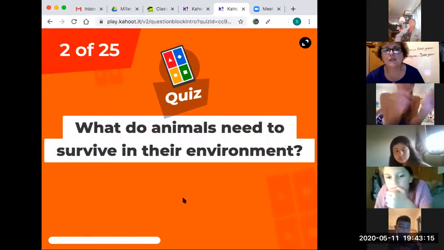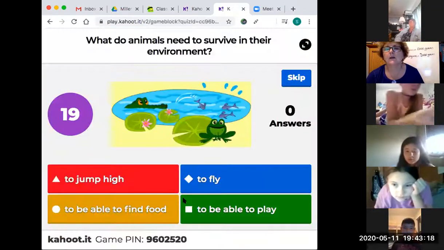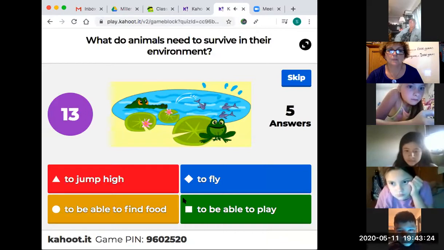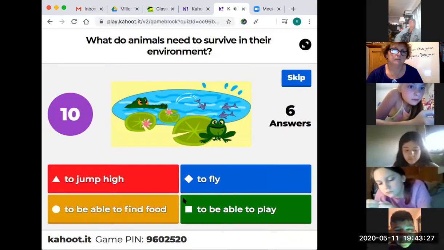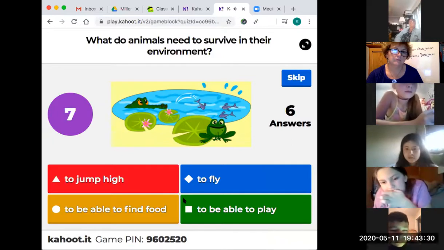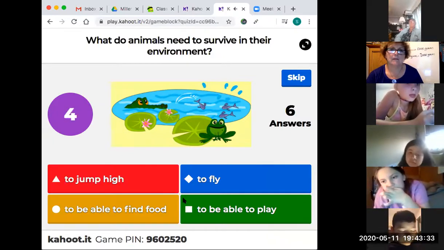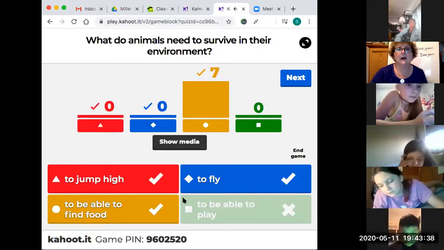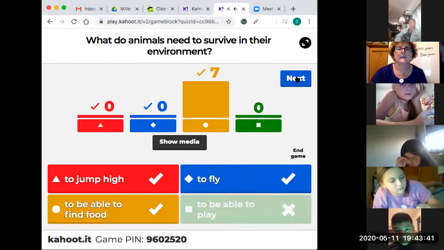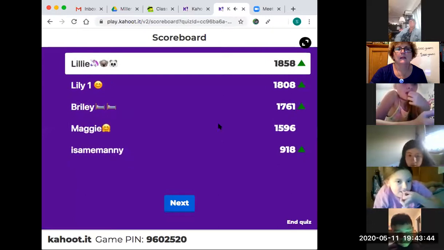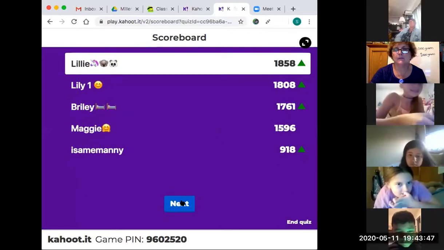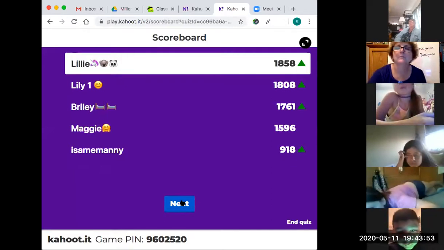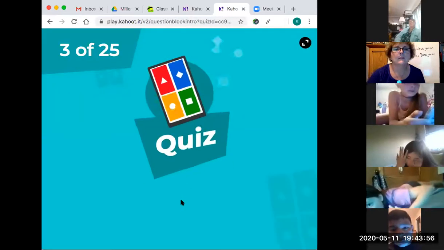All right. Question 2. What do animals need to survive in their environment? All right, good job. Everybody got those correct. And Lily 2 takes the lead. Only pick one, Miss Miller. Well, you only had to pick one. It didn't say to pick more than one, but there were 3 that you could have picked. Okay. Yay. All right, next question.